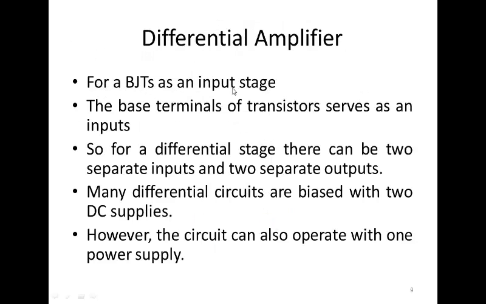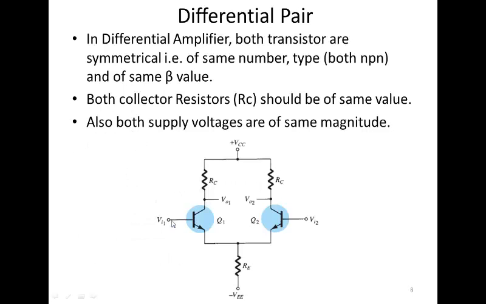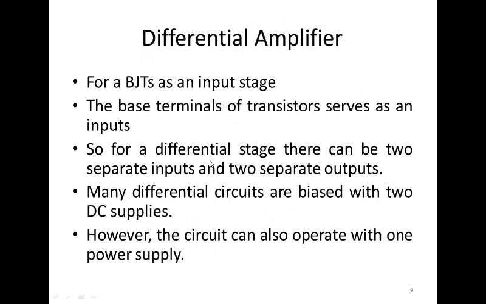For a BJT as an input stage, the base terminals of the transistors serve as inputs. So the input signals which are to be amplified are connected at the transistor bases. For a differential stage there can be two separate inputs and two separate outputs, but you can take any one of these two outputs as the output terminal of an op-amp. Many differential circuits are biased with two DC supplies. However, the circuit can also be operated with one power supply.